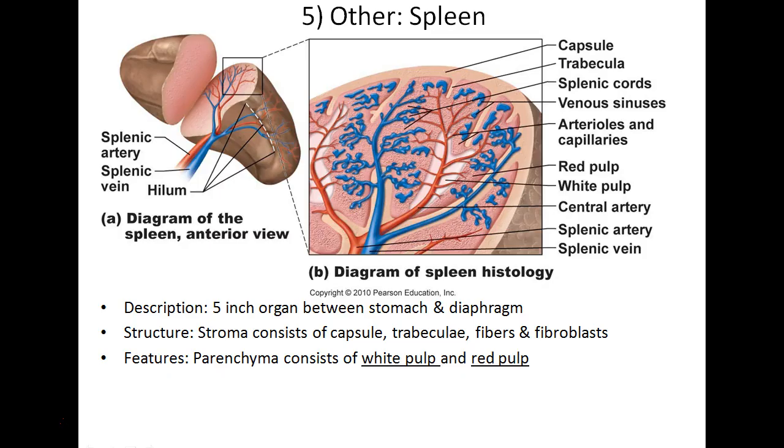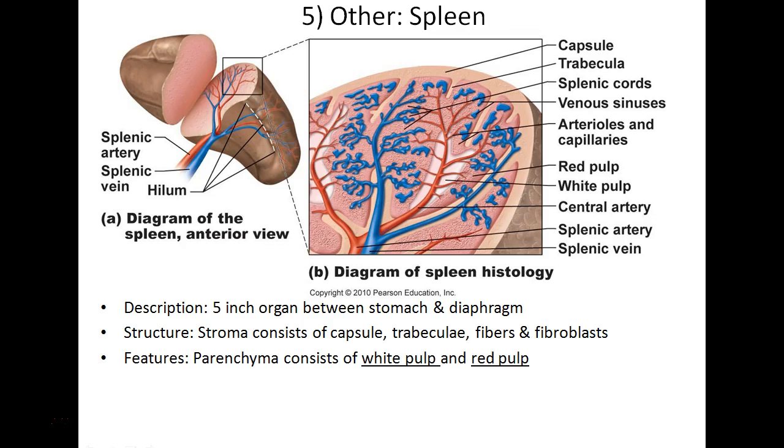So let's take a look at this organ called the spleen. This spleen is going to be our largest lymphatic organ. It's roughly about 5 inches long, and it's generally located between the stomach and the diaphragm. We can see that it lacks a cortex and medulla, and instead it has a sort of encapsulated form. So this capsule is going to be connective tissue, and the connective tissue then has trabeculae, which extend into the organ.